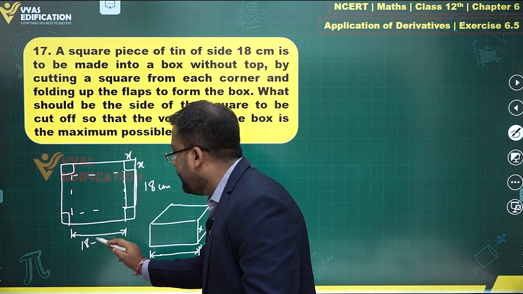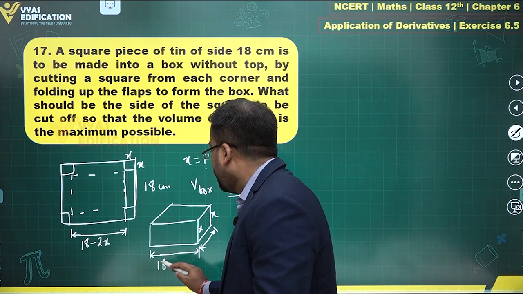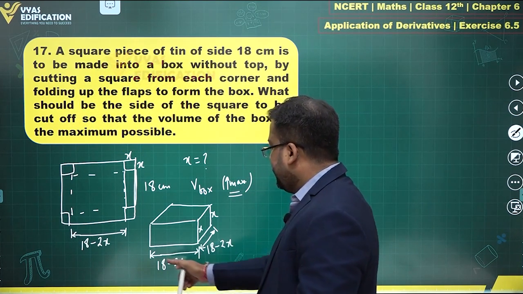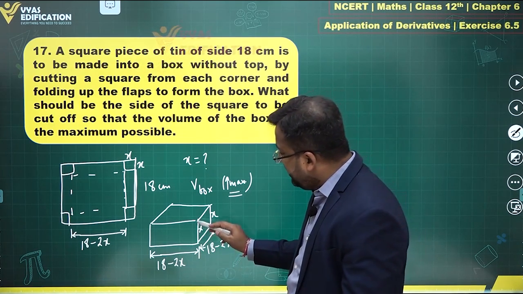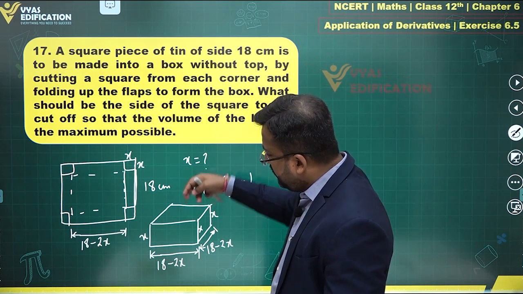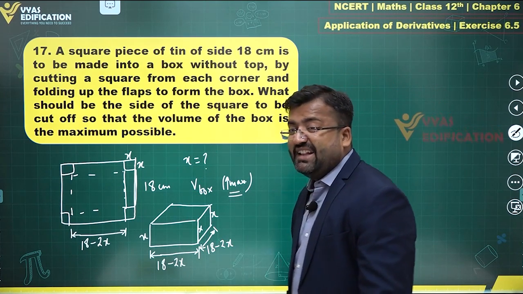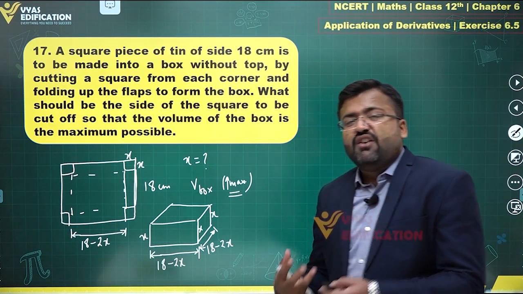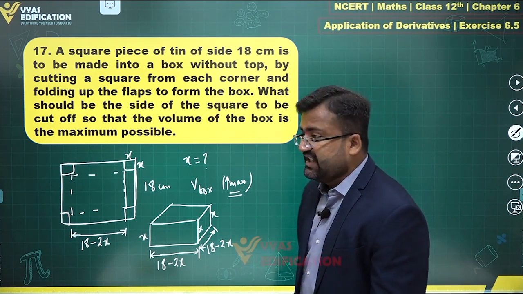This is 18 minus 2x. That's the base of the final box. This is 18 minus 2x. In this direction as well as this direction, the height is x. And this is empty from the top, and this actually becomes a type of cuboid now. We're interested in the volume of the cuboid after this.